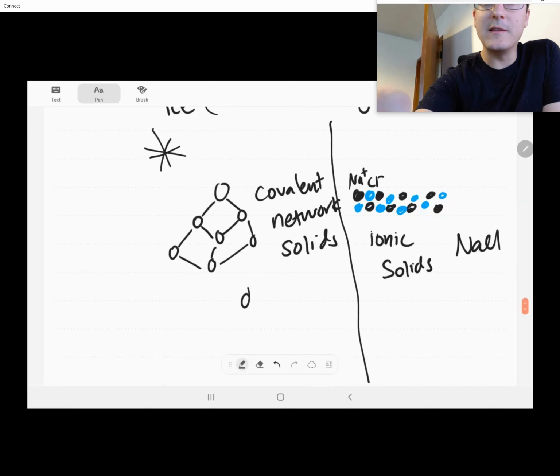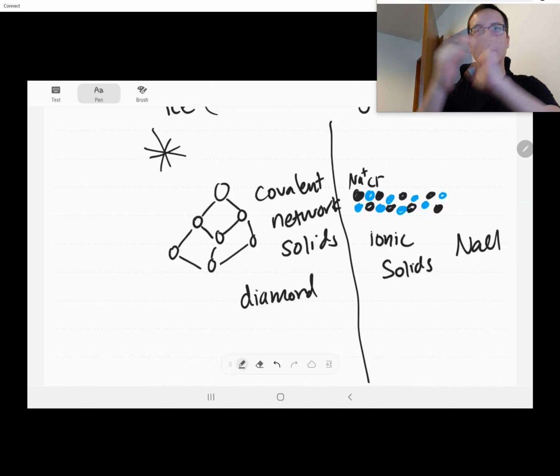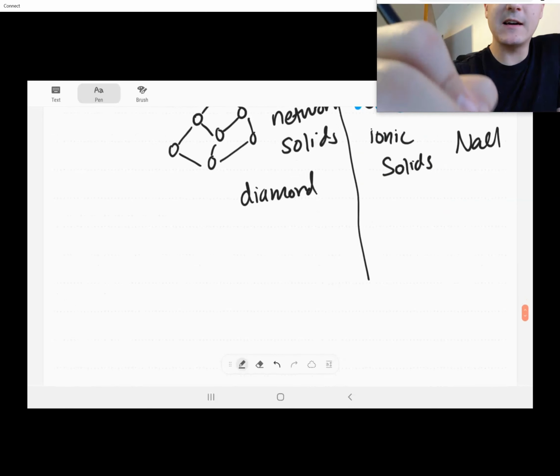This would be, for example, diamond, where you just have all of these carbons connected to each other. Okay. There's one more called a metallic solid.